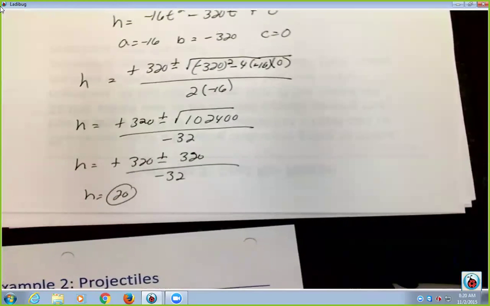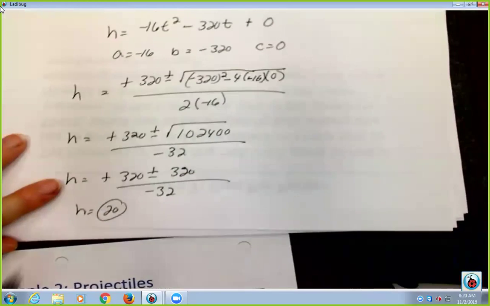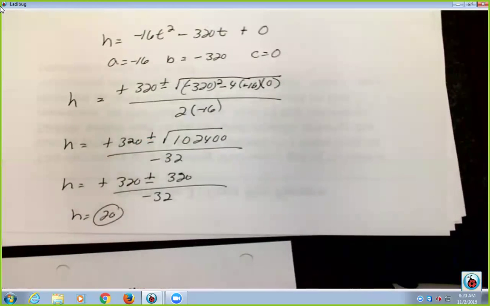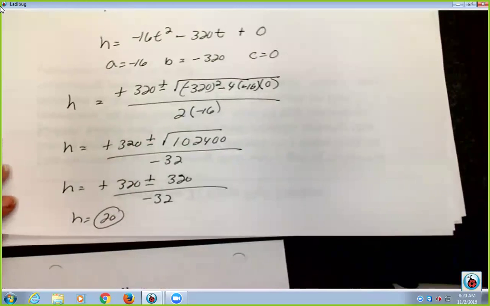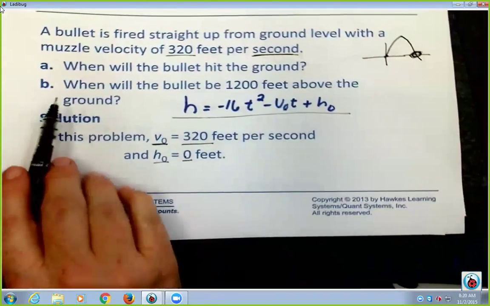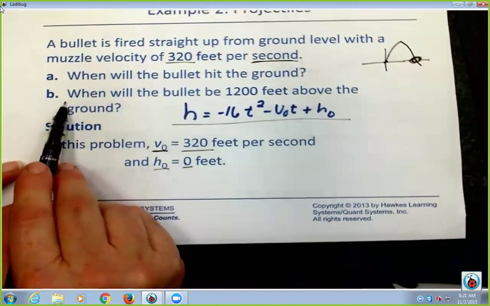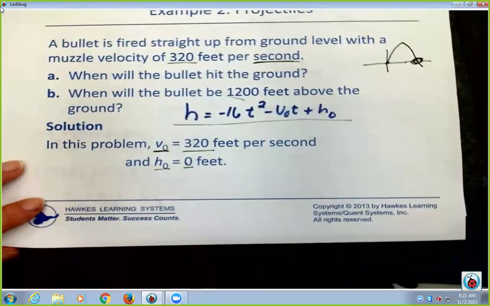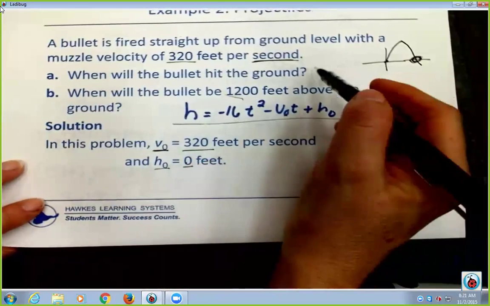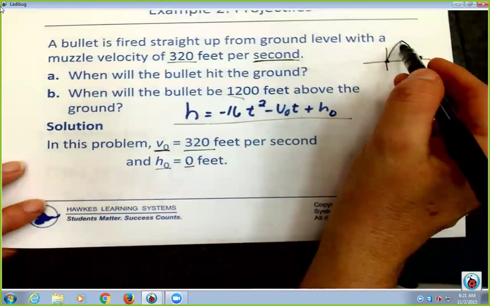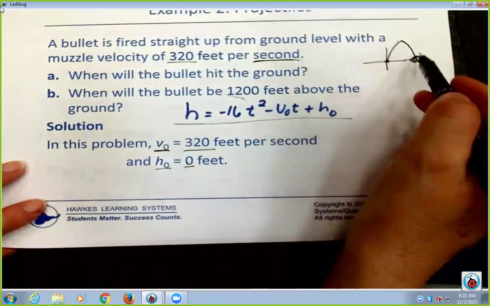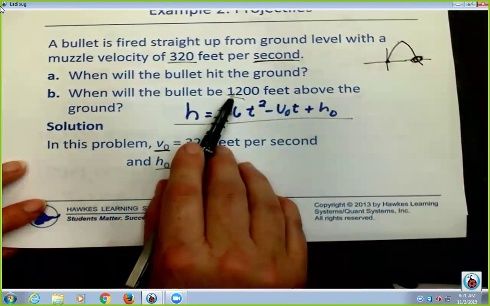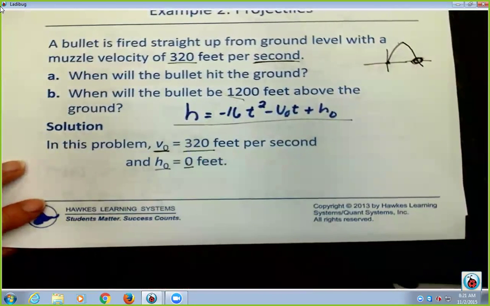So everybody okay with that? Plugging in our numbers, making sure we get them in the right locations, and coming up with what those happen to be. So are we done? Well, we're not done because it says when will the bullet be at 1,200 feet above the ground. So that's going to change things a little bit because we want to know where 1,200 is. How high up is it going to be at that point, and how many seconds would it have been up at that point?